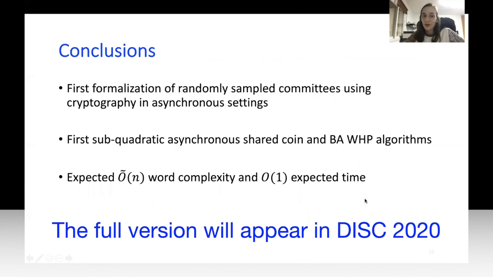To conclude, we present the first formalization of randomly sampled committees using cryptography in asynchronous settings. And using this technique, we provide the first shared coin and Byzantine agreement with high probability algorithms. This algorithm works with sub-quadratic word complexity and a constant expected time.